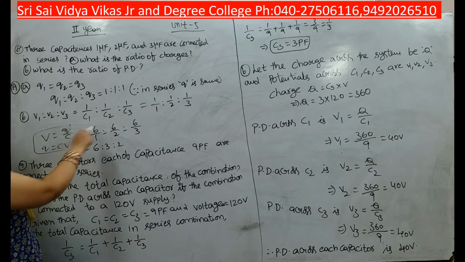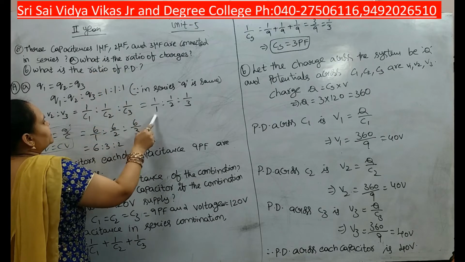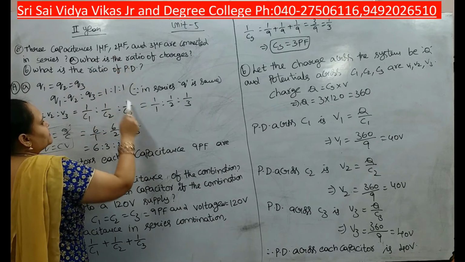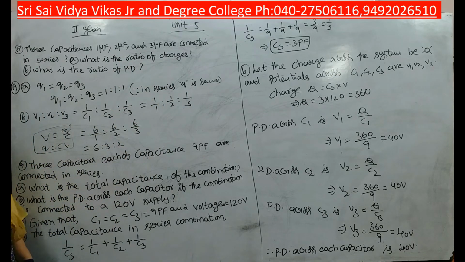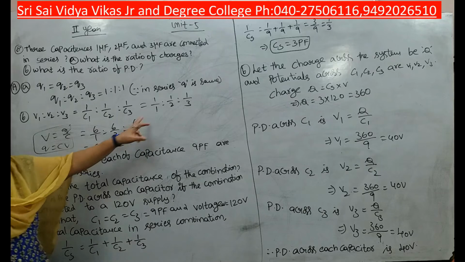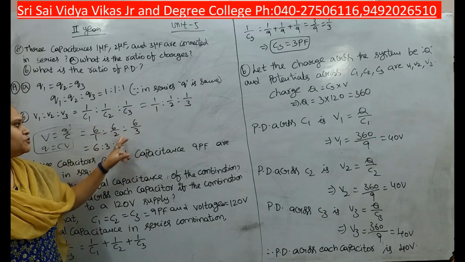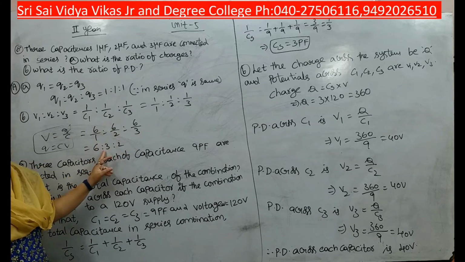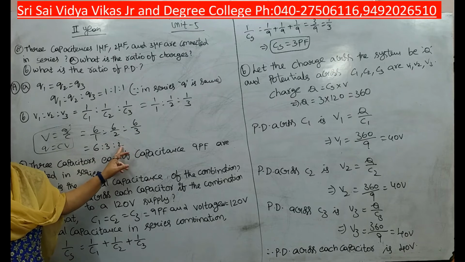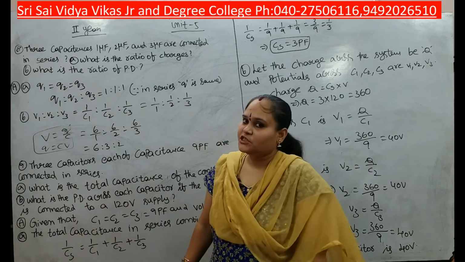Now, substitute the C1, C2, C3 values: C1 is 1 microfarad, C2 is 2 microfarad, C3 is 3 microfarad. So, 1 by 1 is to 1 by 2 is to 1 by 3. The LCM is 6. Then 6 by 1 is to 6 by 2 is to 6 by 3. Then 6 is to 3 is to 2. So, 6 is to 3 is to 2 is the ratio of their potential differences.